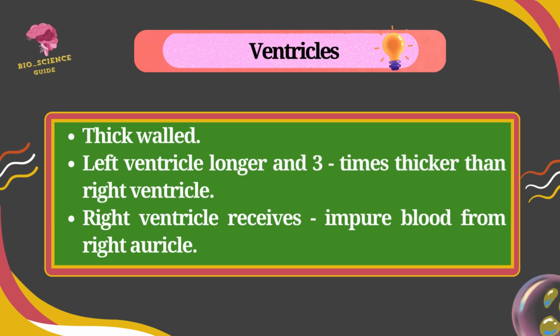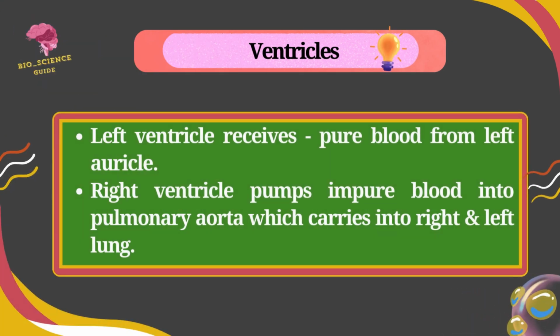Ventricles are thick-walled chambers. The left ventricle is longer and three times thicker than the right ventricle. The right ventricle receives impure blood from the right auricle and the left ventricle receives pure blood from the left auricle. The right ventricle pumps impure blood into the pulmonary trunk, which carries it to the right and left lungs.